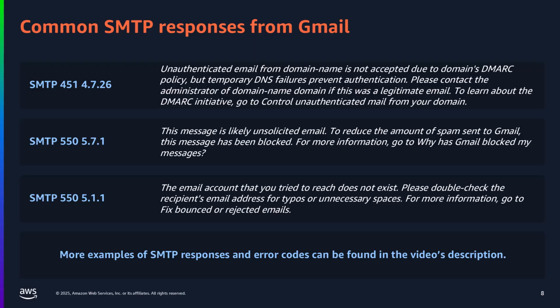This second message is a permanent bounce where Gmail is actively blocking the message because they have determined it to be unsolicited spam. This is an indication that the emails you're sending to Gmail users are receiving negative feedback and should not be sent in the future.